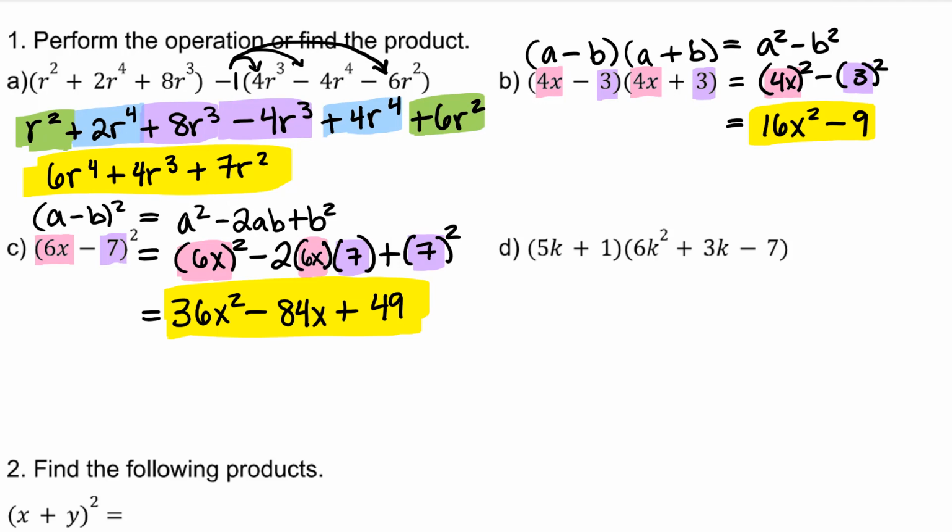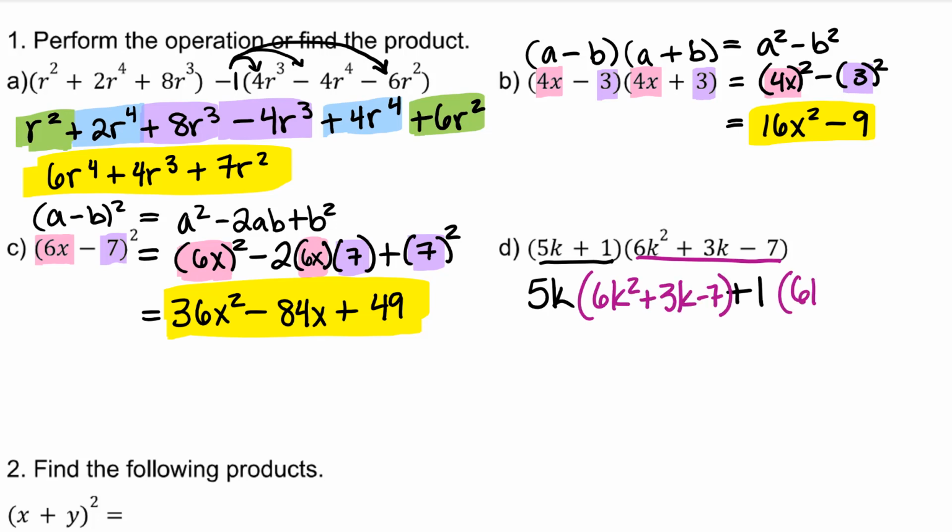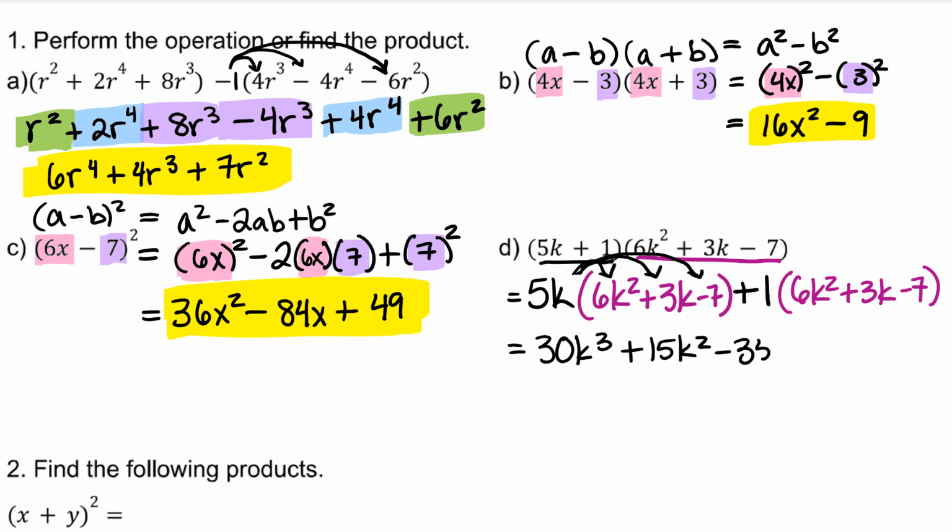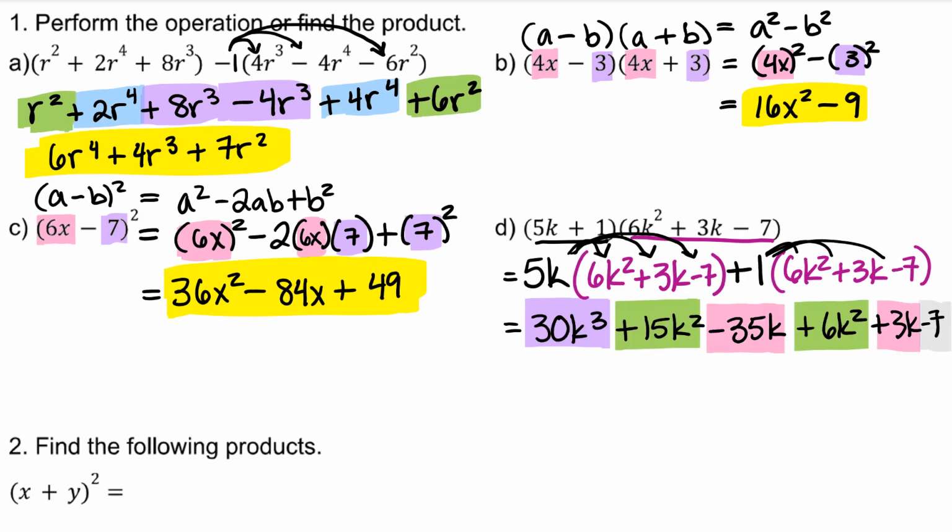For Part D, we have a binomial times a trinomial. Each term in the binomial needs to be multiplied by each term in the trinomial. Now distribute. And then combine like terms. And there's your answer.